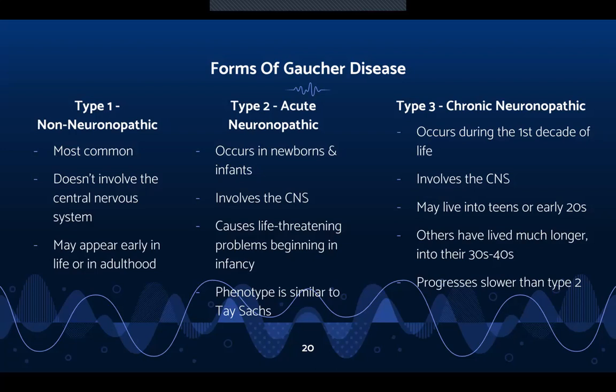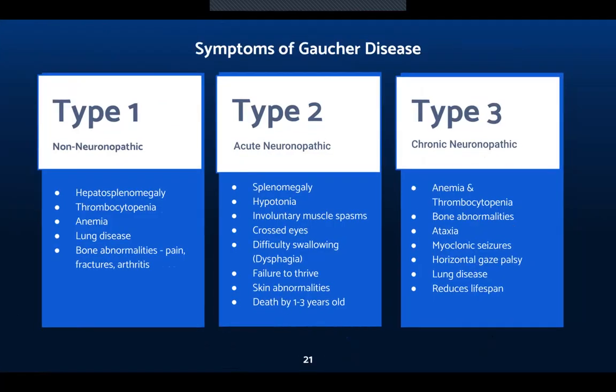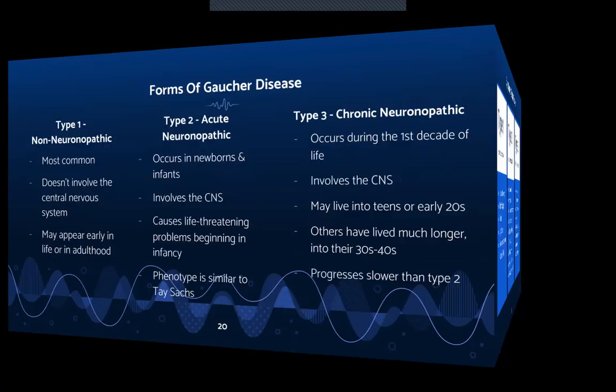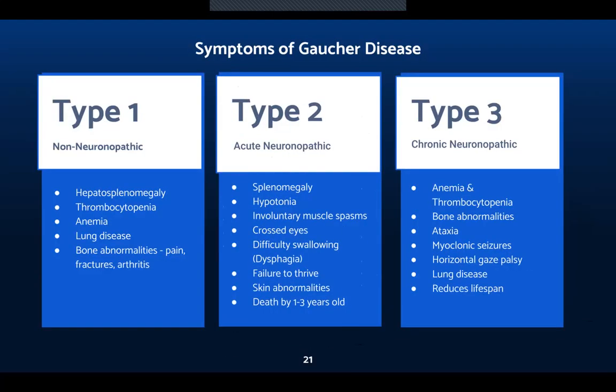We're going to focus on the first three types of Gaucher disease because the perinatal lethal form and the cardiovascular type are very, very rare. So the symptoms of the first three are displayed above.